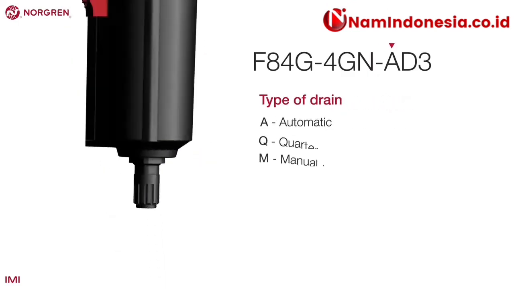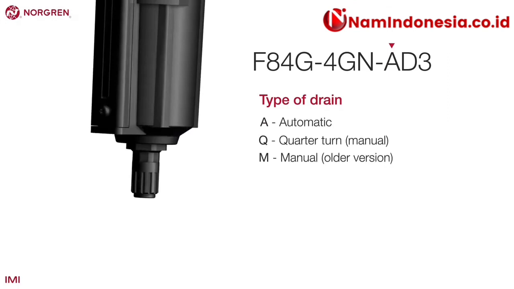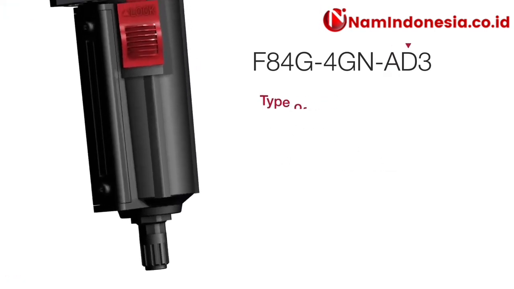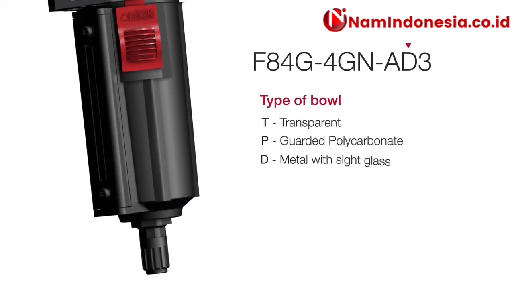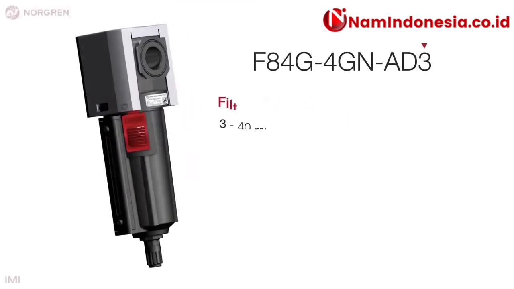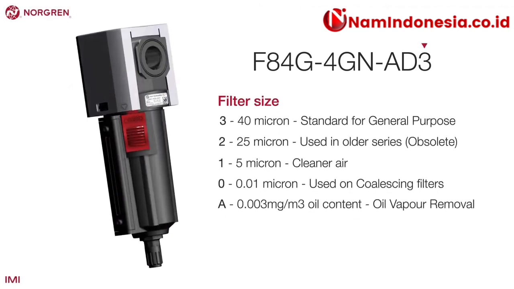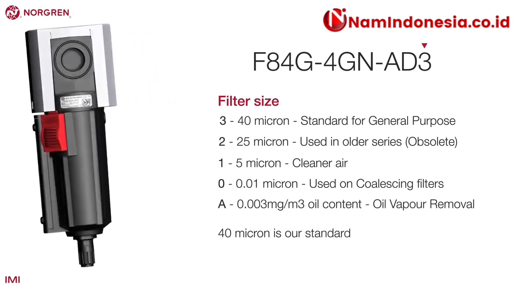The 8th digit represents the type of drain selected. A for automatic and Q for quarter turn, more commonly known as manual or M. The 9th digit represents the type of bowl. In our example, it's D, indicating a metal bowl with a sight glass. Not all products offer all options. Check the datasheets for more information. The 10th and final digit gives us the filter size. Our example is 3, which represents a filter size of 40 micron, our standard.